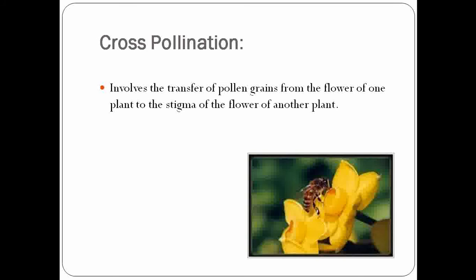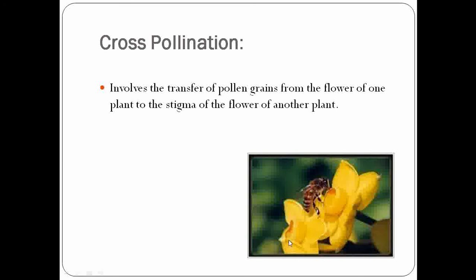Cross-pollination means it is the transfer of pollen grain from the flower of one plant to the stigma of the flower of another plant. Means here in a cross pollination there is involvement of two plants, in which the anthers of one flower get transferred towards the stigma of the flower of another plant. So this process we call as cross pollination.